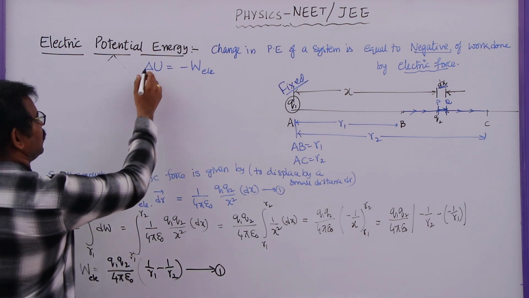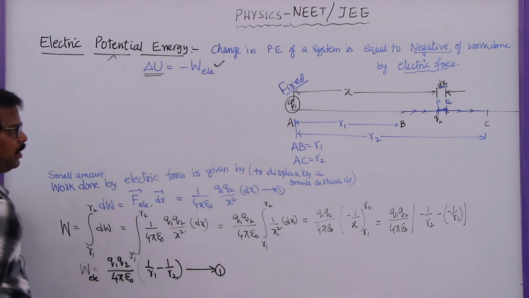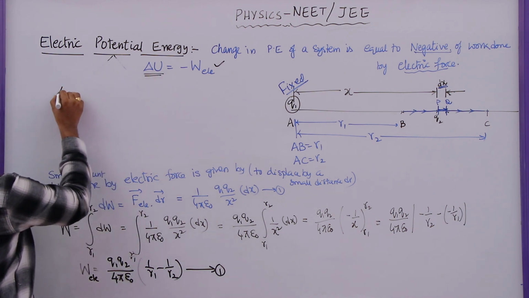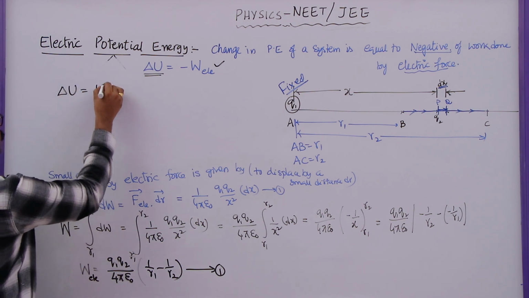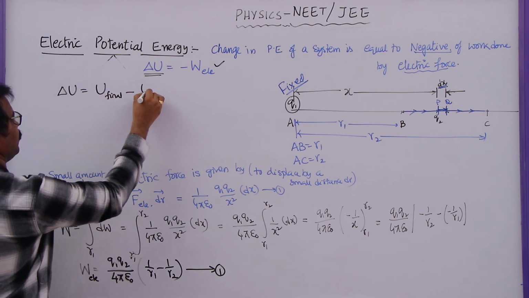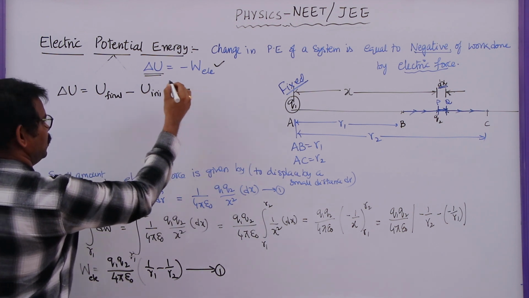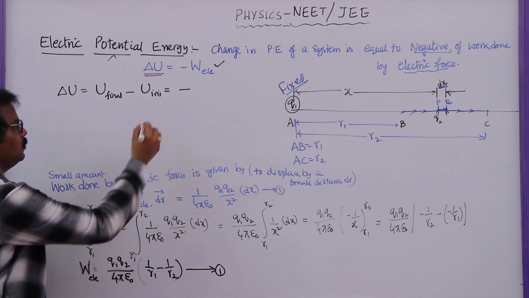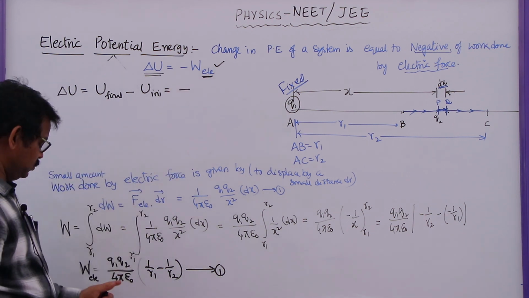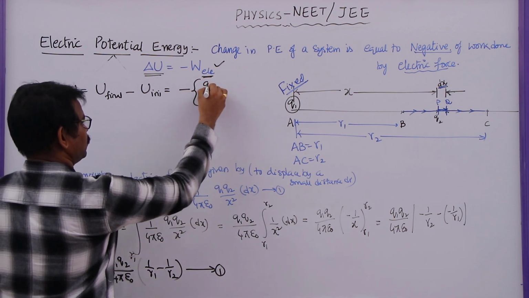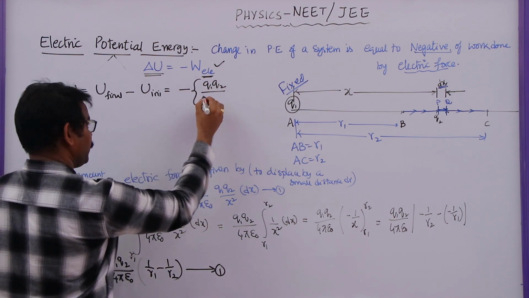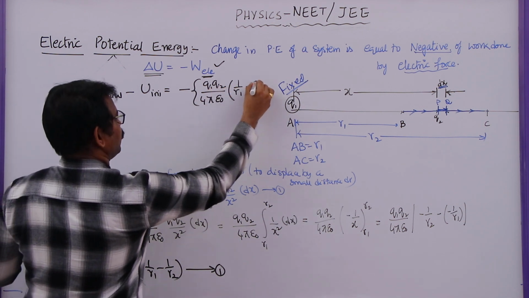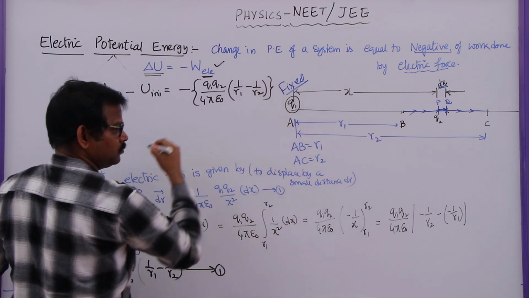But we know that the change in potential energy is equal to the negative of the work done by the electric force. So let me use this. Change in potential energy is equal to final potential energy minus initial potential energy, which is equal to the negative of the work done by the electric force. So this is minus of Q1 Q2 by 4 pi epsilon naught times 1 by R1 minus 1 by R2.